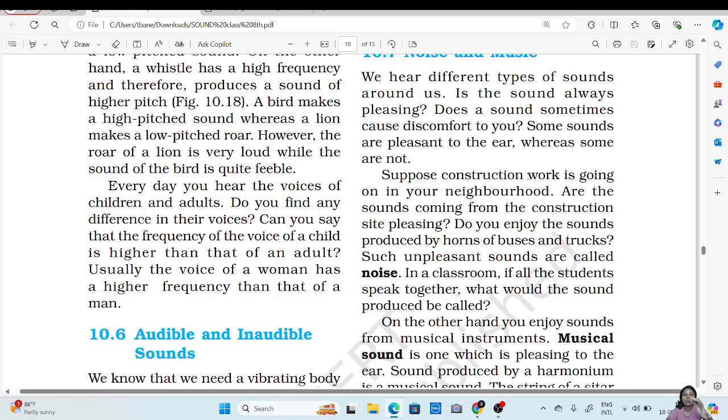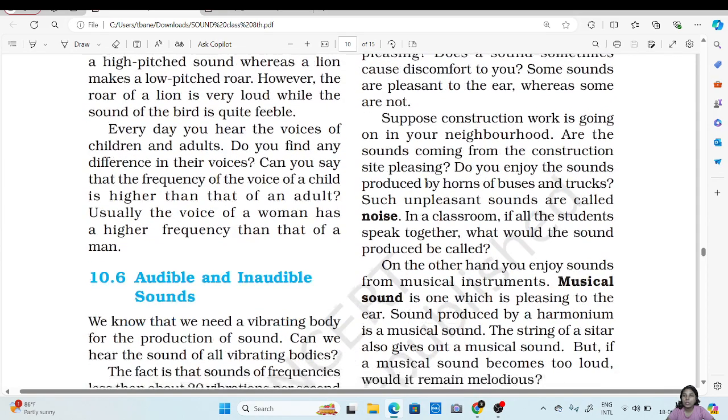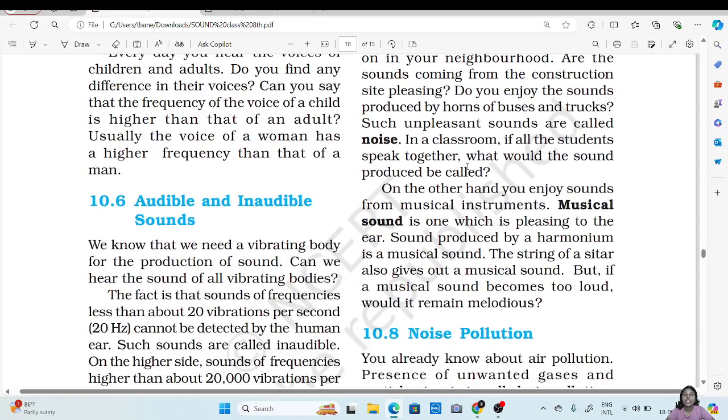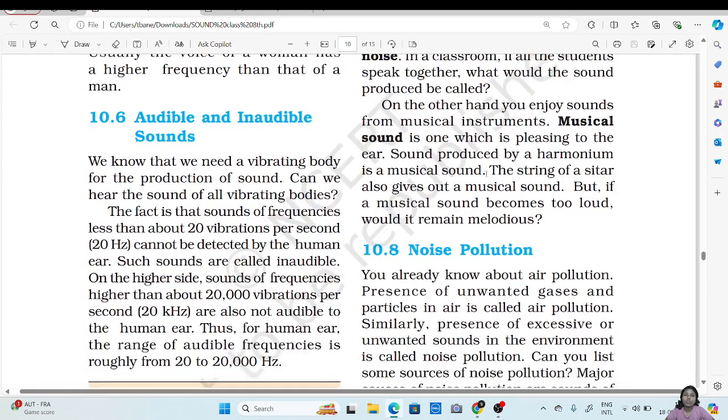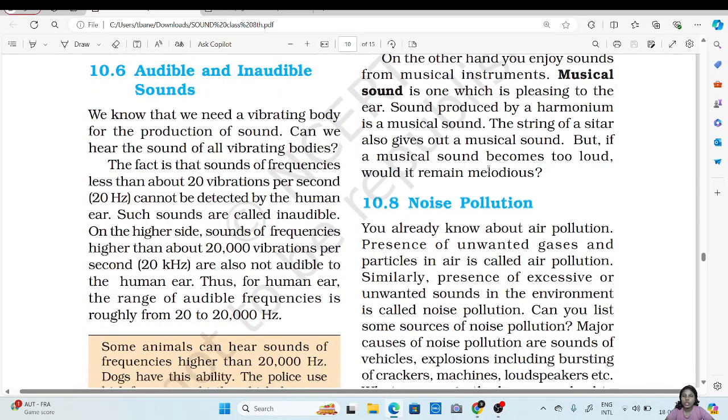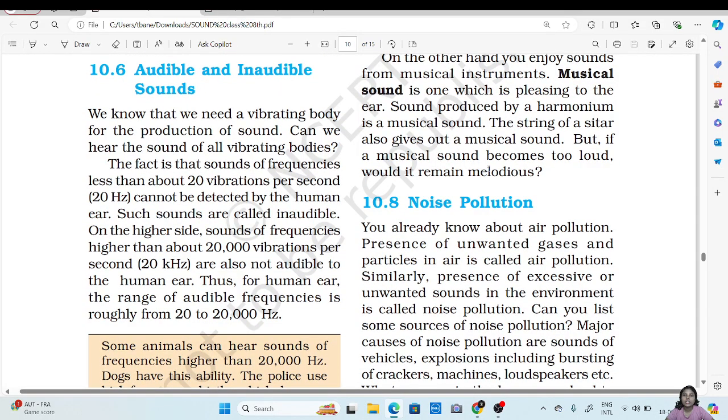Suppose construction work is going on in your neighborhood. Are the sounds coming from the construction site pleasing? Of course not. Do you enjoy the sounds produced by horns of buses and trucks? No. Such unpleasant sounds are called noises. Sounds which we don't like or which we think are unpleasant to us are termed noise. In the classroom, if we have so many students and all of them are talking, that is also noise. On the other hand, you enjoy sounds from musical instruments. Musical sound is one which is pleasing to the ear. Now sound is unpleasant.